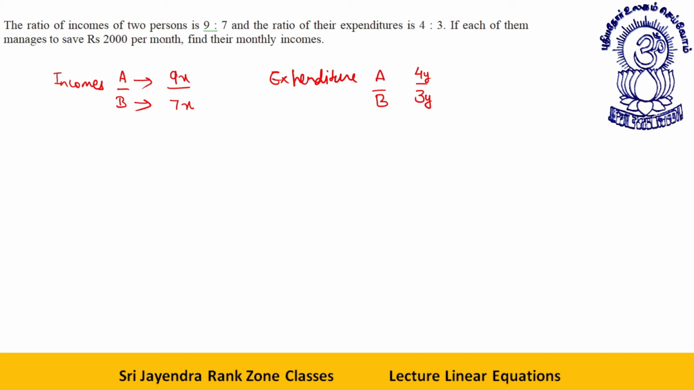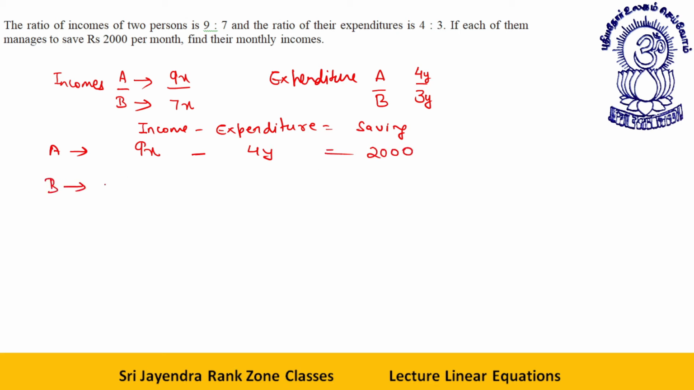If each of them manages to save rupees 2000 per month, that is income. Saving is what? Income minus expenditure. This is saving. A's income minus A's expenditure is equal to 2000. Again, let's talk about B. B's income minus B's expenditure is equal to again 2000.